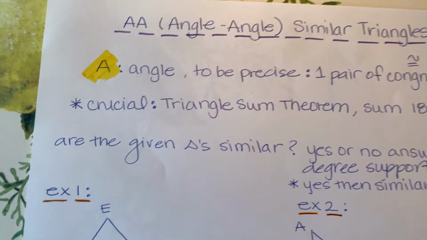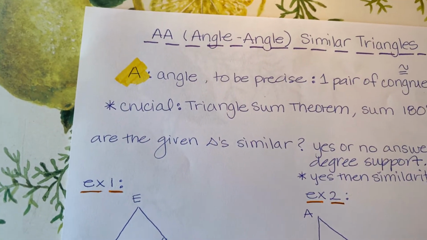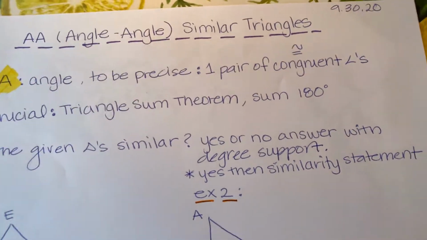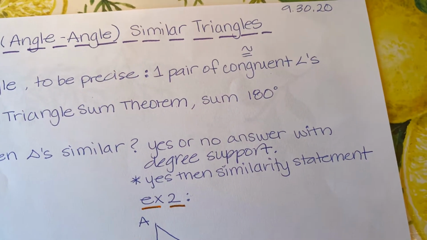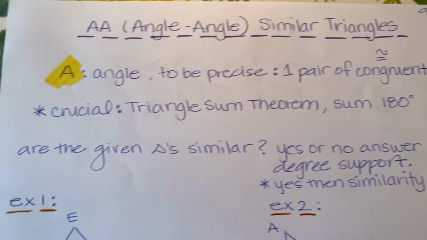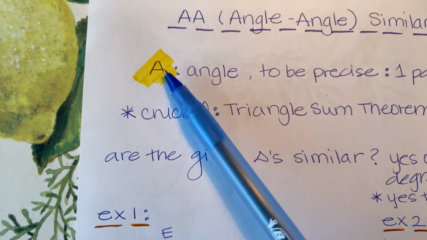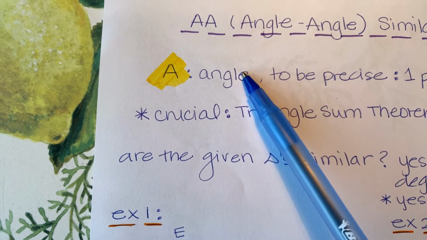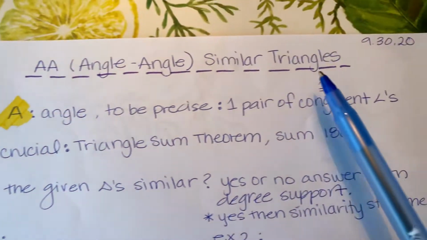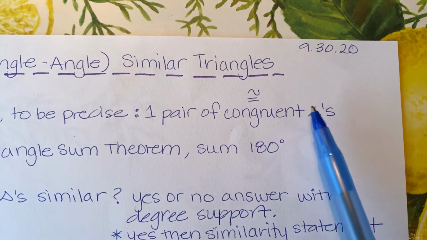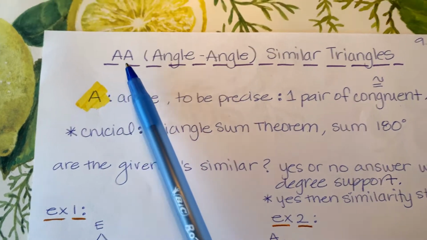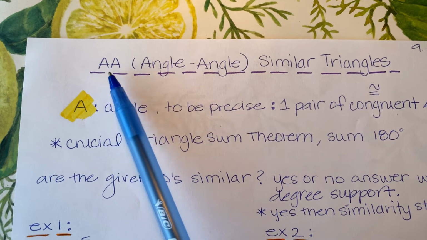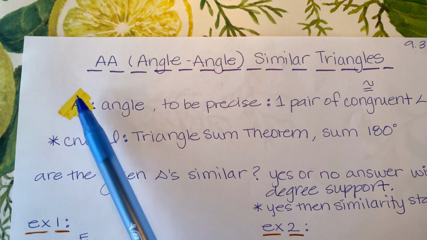So when you see an A, that means, to be precise, that you have one pair of congruent angles. Even though you only see one A, there's really two angles that it's speaking of: one angle from one triangle and one angle from another triangle. So it's one pair of congruent angles. That's what that A means. So when you have AA, there's really two pairs, which means there's four angles. So these are in pairs.